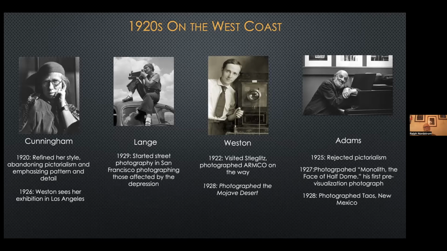Weston, when he first started photography, says, you can't do landscape photography with a camera because it's all chaos. But then he and Brett, his son, spent a long weekend in the Mojave Desert and came back. He says, these are the best negatives I've ever taken. Adams leaves the pictorialists in the rearview mirror, but he makes one of his first most iconic photographs, Monolith, the Face of Half Dome.